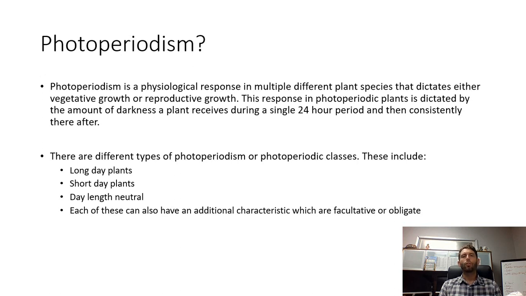I know many of you have heard the term photoperiod, and this refers to the amount of light hours in a given 24-hour period. You know, humans work during the day. We see when the lights are on or the sun is out. We work during the day.